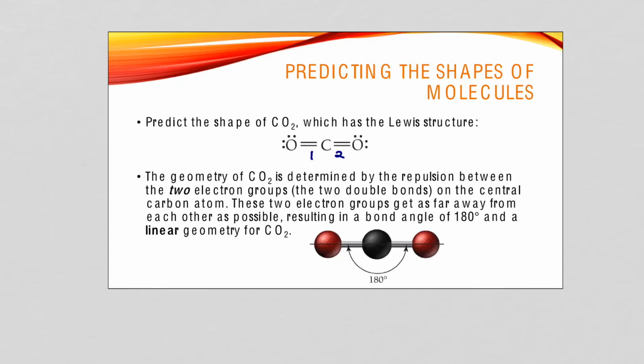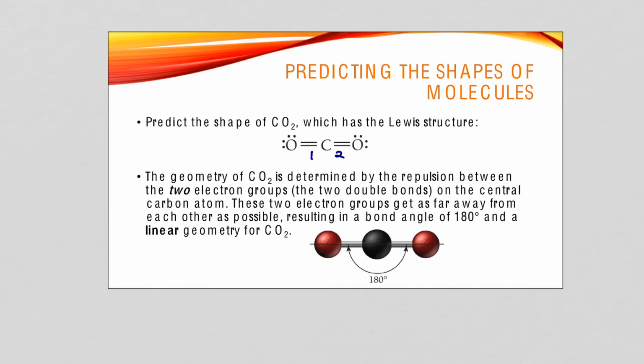One key thing to understand here is that a double bond, even though it's 4 electrons, is still one group, because this double bond is tied together by its bond to oxygen. They're going to exist as a group of electrons. So it doesn't matter what kind of bond it is, single, double, or triple, it's just going to be one group. And a lone pair would also be one group. So we have two groups here.